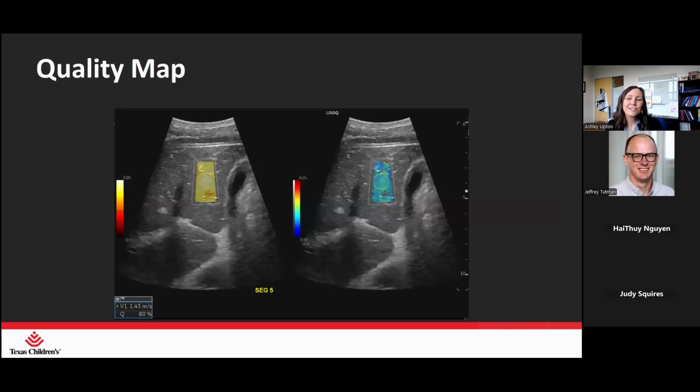So most vendors have a quality map with elastography. I think it's great. Ours is red and yellow. So if we are having trouble knowing where the best sample is, we can look at this map for guidance of where the more accurate measurements are located.